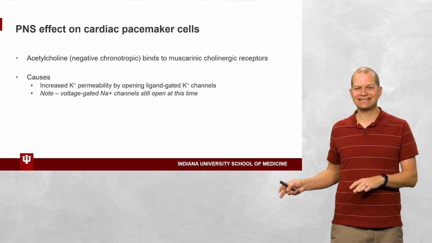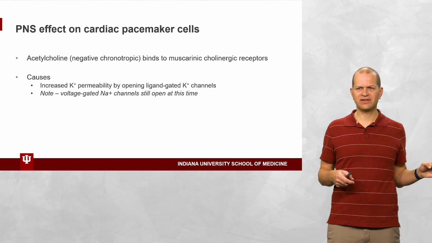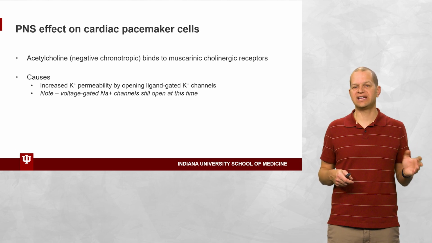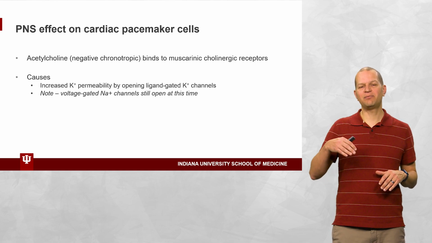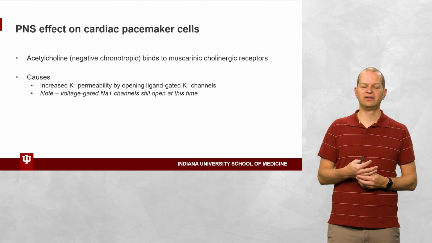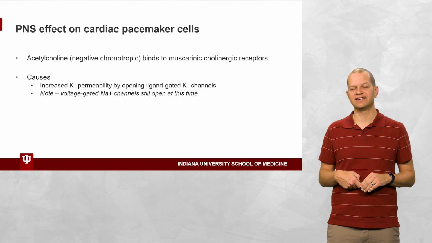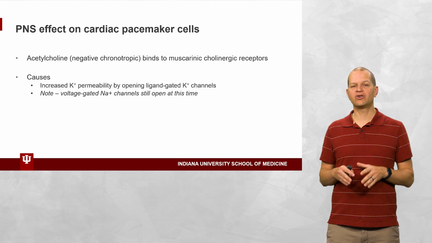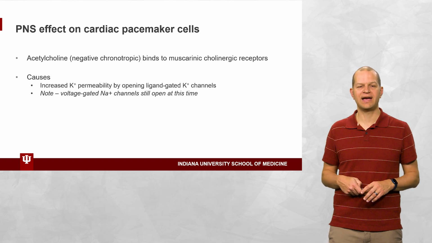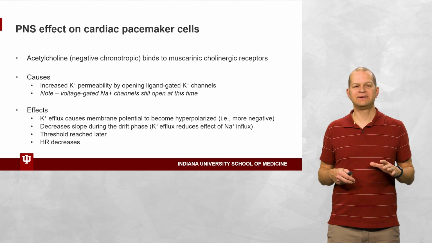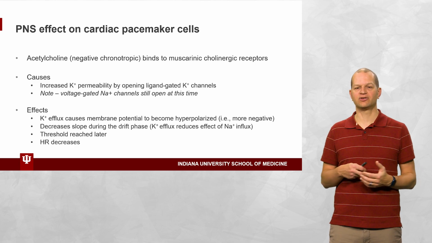So that's letting potassium leave the cell, but at the same time, you still have sodium channels that are open, those voltage-gated sodium channels that are open during drift. And so some potassium goes out of the cell, and this offsets some of the sodium that goes inside the cell. Okay? There is still more sodium entering, because if there was more potassium leaving, we'd never hit threshold, and that would be bad. So as a result, potassium efflux causes membrane potential to become hyperpolarized, or more negative.